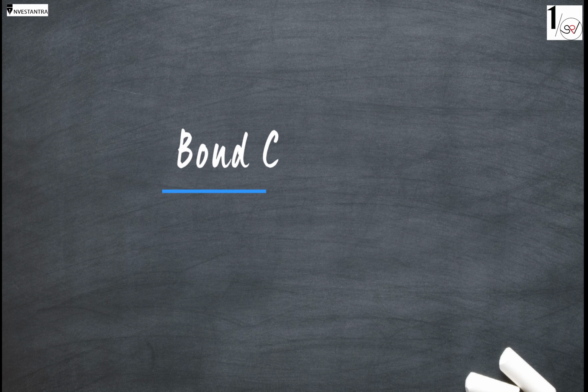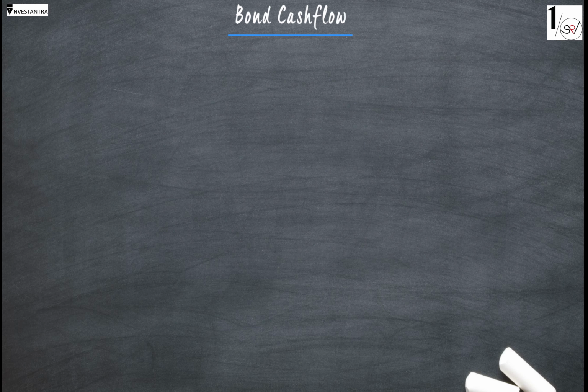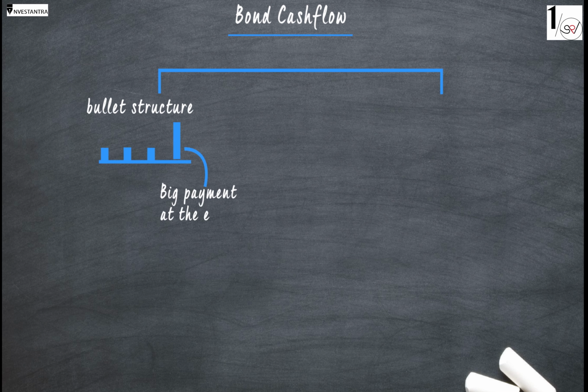A typical bond cash flow basically is you get small cash flows along the way and then you get the principal back, right? So this is a typical bond's cash flow. It's called a bullet structure. That means you get a big payment at the end. What are these small payments called? Interest.